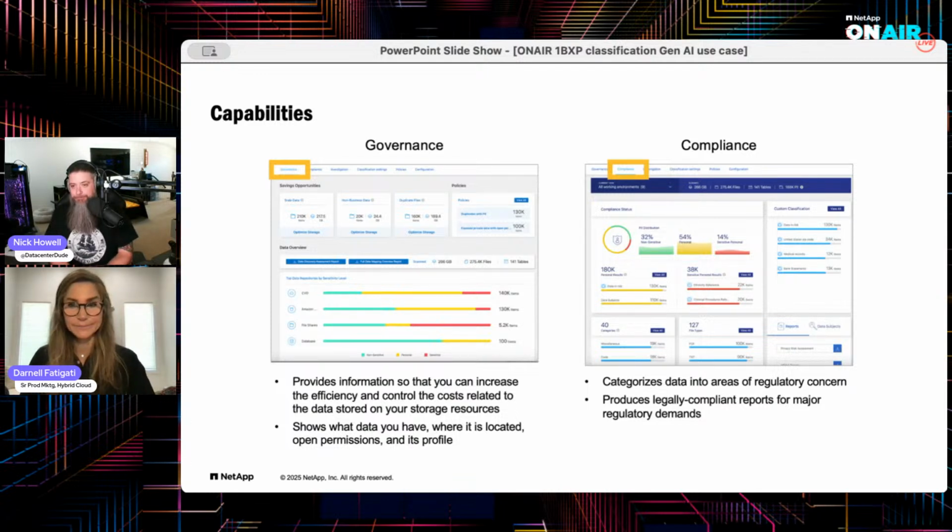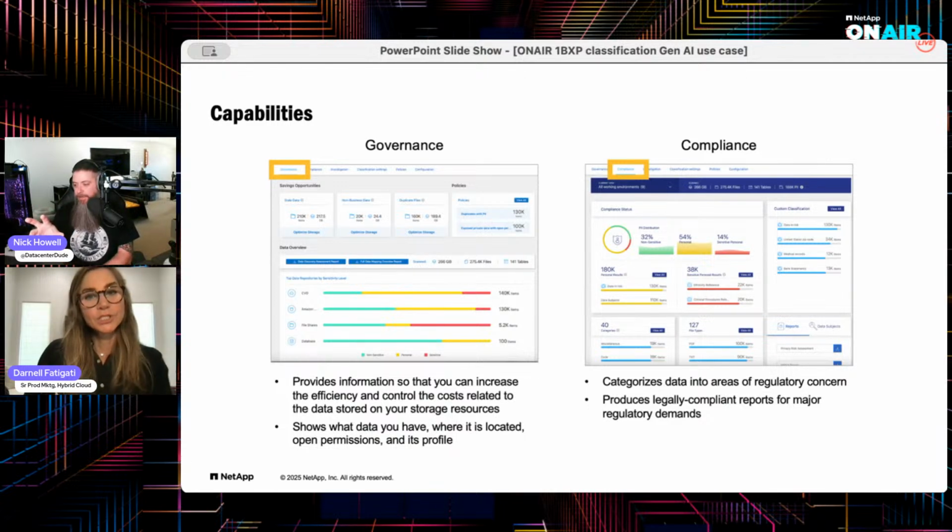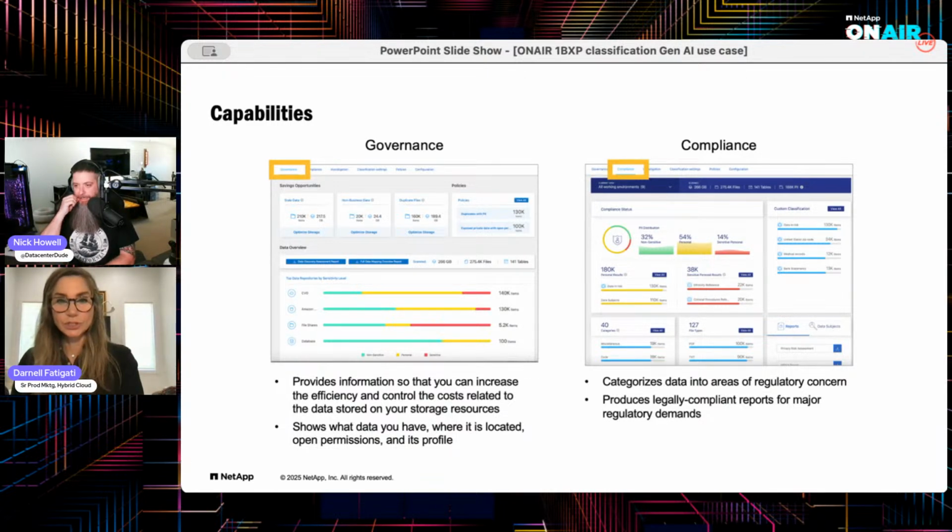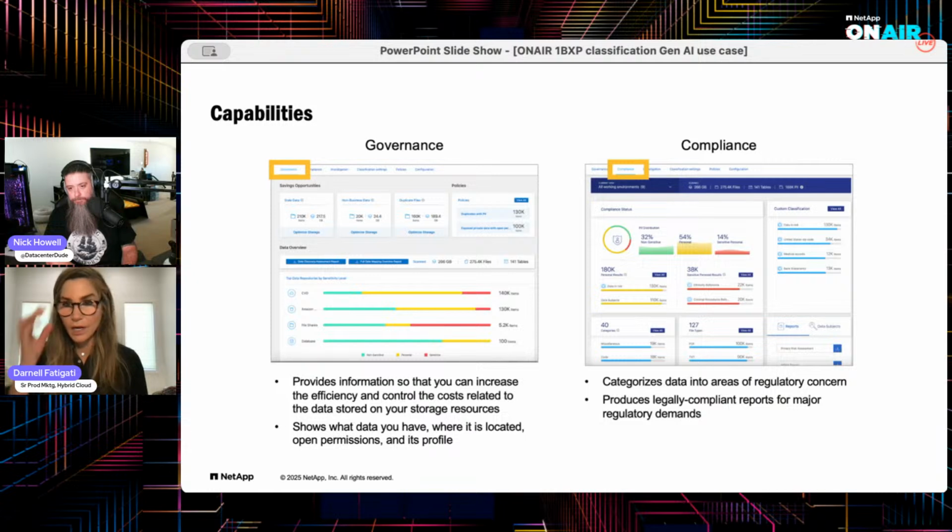So I see governance and compliance up there. What else have we got up there? I know that it does more than that, right? So these are just the tabs. In lieu of having a live demo, the governance tab, I think I said, gives you that overview. It's sort of your snapshot.